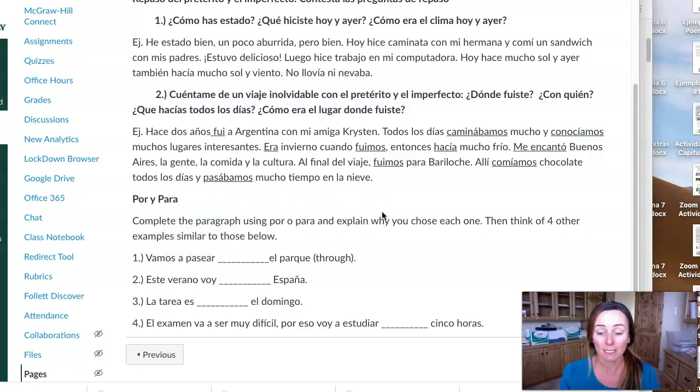Por y para, en este capítulo nada más deben de saber cuándo se usa por y para con movimiento y también con tiempo. So movement, right? So por quiere decir through, para quiere decir final destination. Both can be used with movement, right? So vamos a pasear por el parque, so through, but if I said, este verano voy para España, I'm still showing movement, but I'm going to say, para España quiere decir que ahí voy a estar, that I'm going to be in Spain, ¿no?